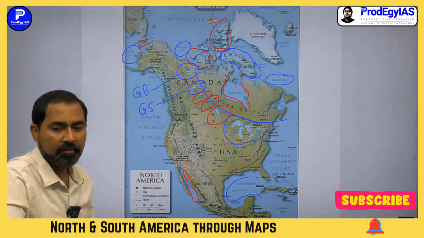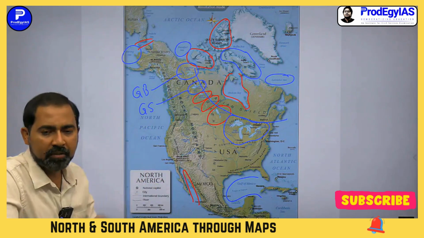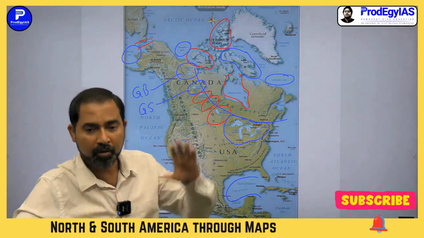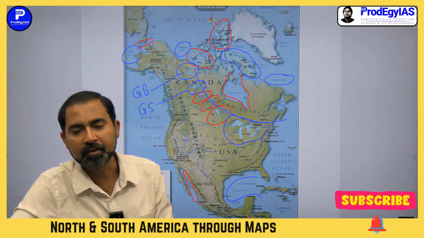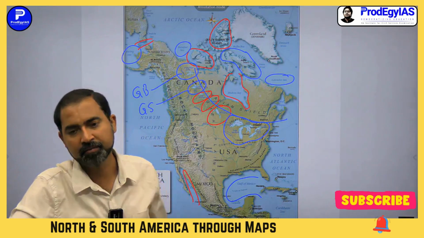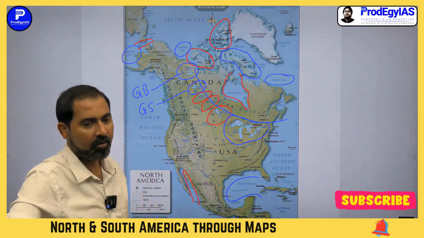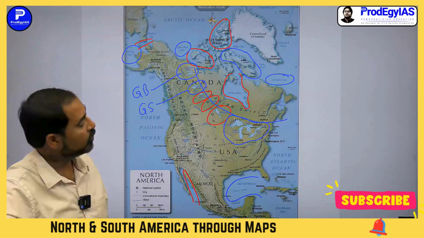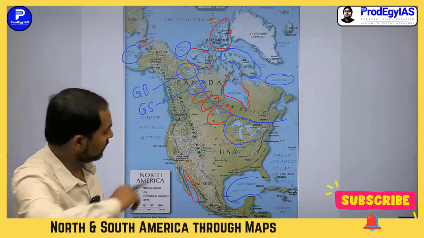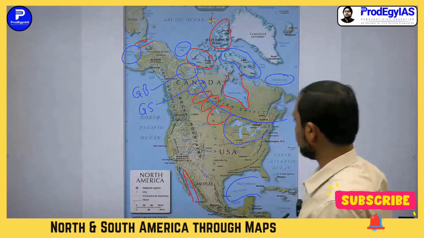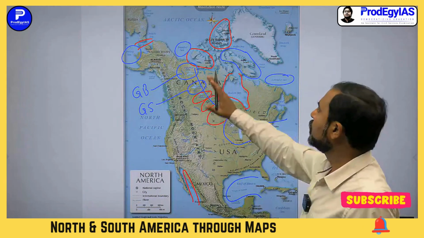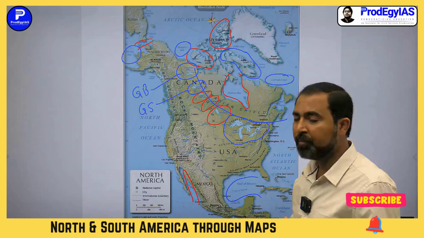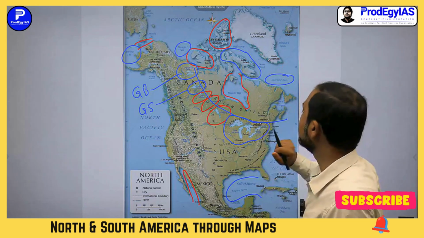What is a shield? Shields are those regions which have been very intact and stable throughout the Earth's geological history, and which are very rich in metallic minerals. Not only in Canada, even in India there are shield areas. So this region of Canada is rich in gold, copper, uranium, and all the metallic minerals, right?